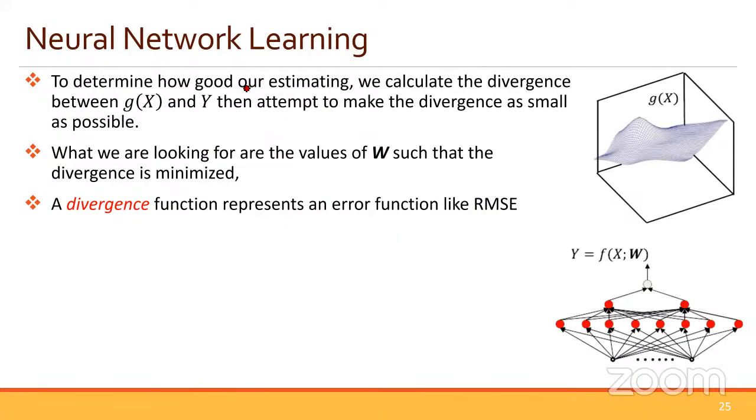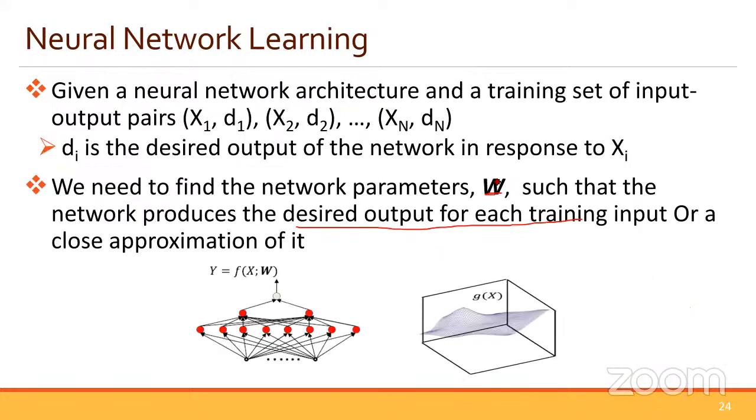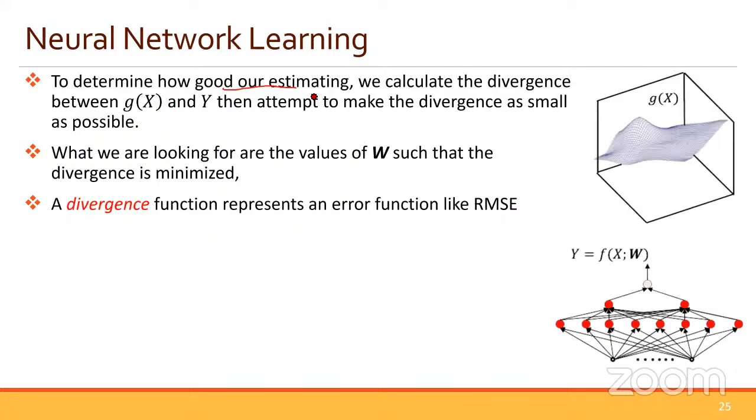To determine how good our estimate is, we trained our model. As I said, we assumed certain values for the weights and biases and put them in our model. We take a certain weight for the input parameters x1, x2, x3, and then we come out with a certain output y. In order to know how good our estimate is, we calculate what we call the divergence or the error.